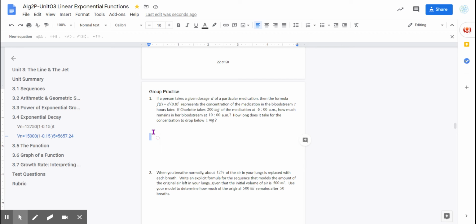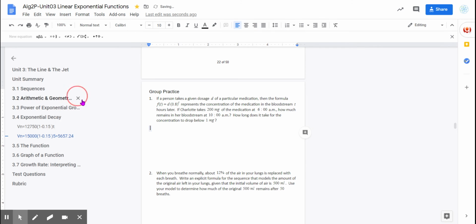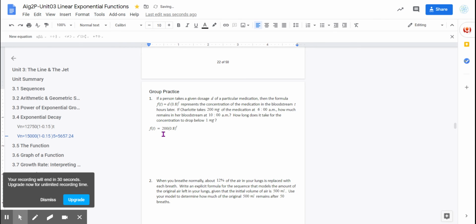There are a couple different ways we could do this. We could use the explicit equation, which is F of T. Let's type that in. F of T, if she got D, a dosage of 200 milligrams, times 0.8 to the power T in hours. And then I can calculate, well, 6 a.m. to 10 a.m. is 4 hours. I can then calculate F of 4 is equal to 200 times 0.8 to the 4, whatever that happens to be.